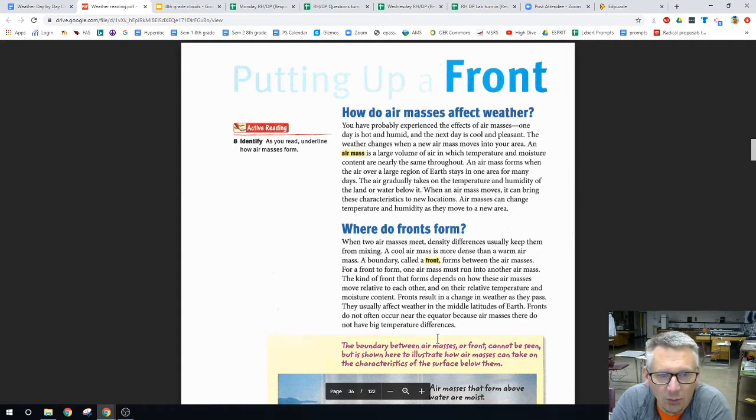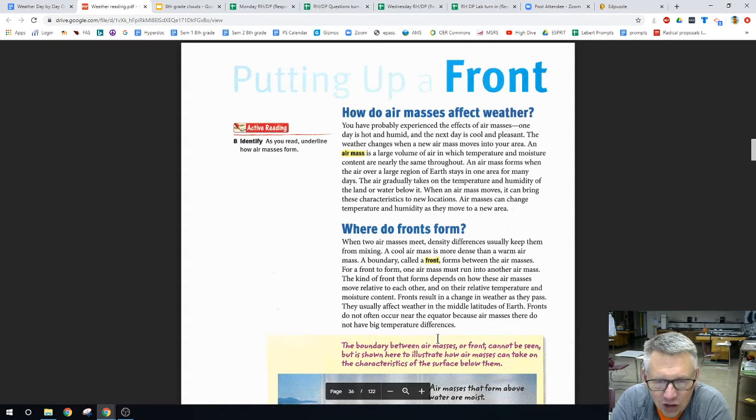Where do fronts form? When two air masses meet, density differences usually keep them from mixing. A cool air mass is more dense than a warm air mass. The boundary, called a front, forms between air masses. For a front to form, one air mass must run into another air mass. The kind of front that forms depends on how these air masses move relative to each other and on their relative temperature and moisture content.